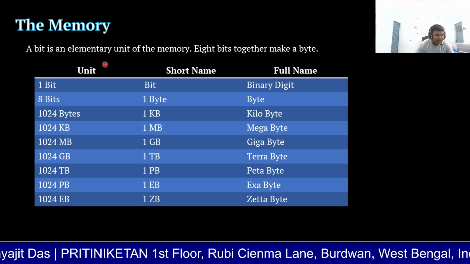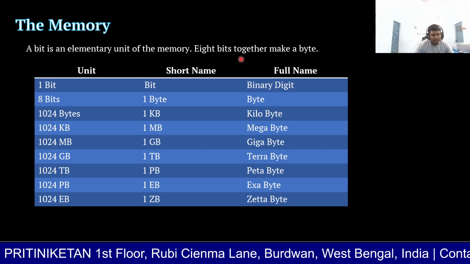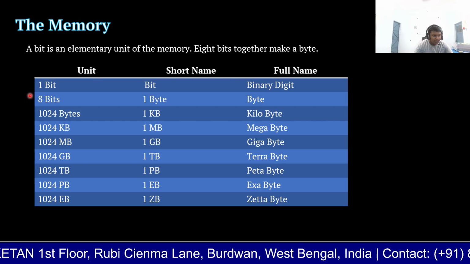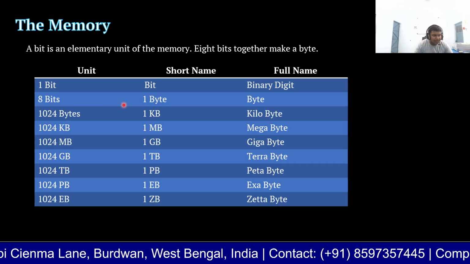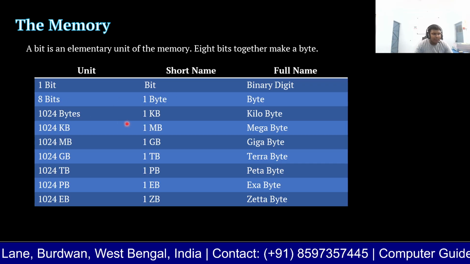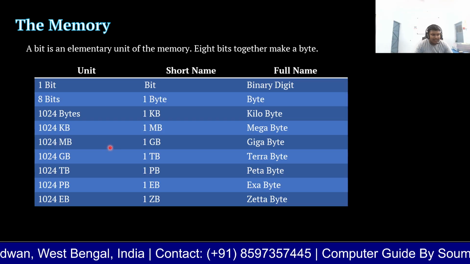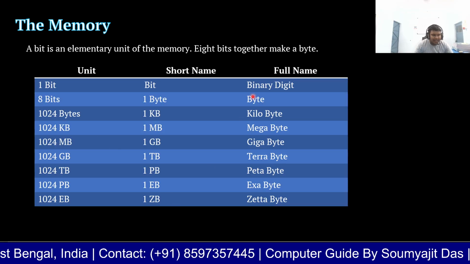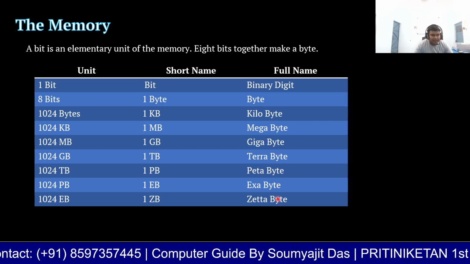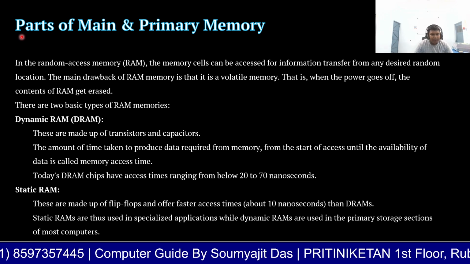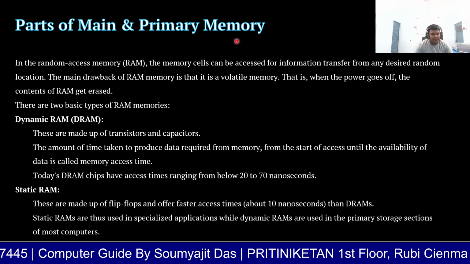Next, a bit is an element in the memory. 8 bits together make a byte. 1 byte is 8 bits, and 1024 bytes make 1 kilobyte, and like this the chain goes on: from binary digit, byte, kilobyte, megabyte, gigabyte, terabyte, petabyte, exabyte, zettabyte. Next, parts of the main and primary memory.